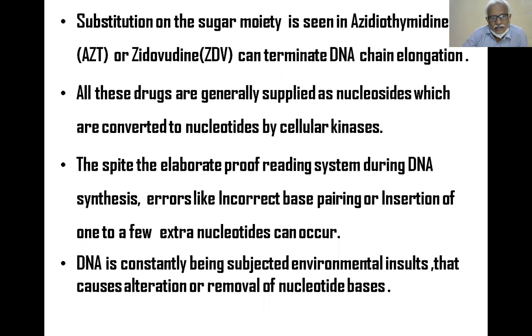In spite of elaborate proofreading systems during DNA synthesis, at every step there is proofreading. If anything goes wrong, immediately it will be corrected. But in spite of all these elaborate proofreading systems, errors will creep in unknowingly. These errors are like incorrect base pairing or insertion of one to few extra nucleotides. These are the things which usually go wrong.